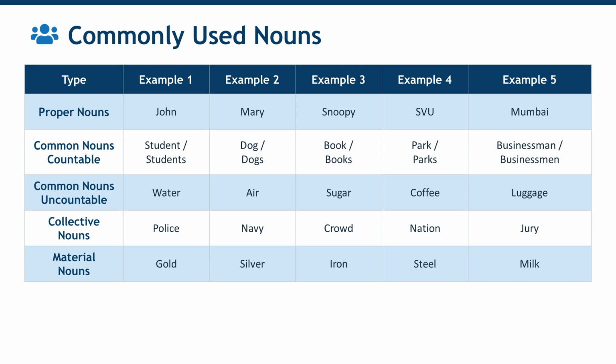Then, we have collective nouns. These refer to a group. For example, police, navy, crowd, nation, and jury. Finally, we have material nouns. These refer to substances or materials, like gold, silver, iron, steel, and milk. Understanding these noun types will help us use the verb to be correctly in sentences.